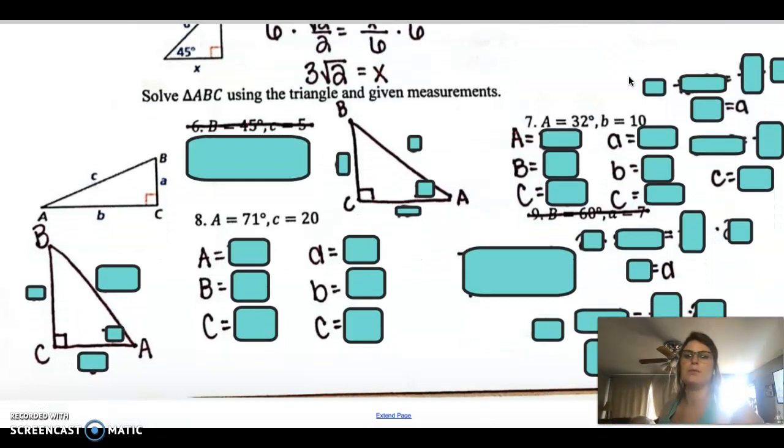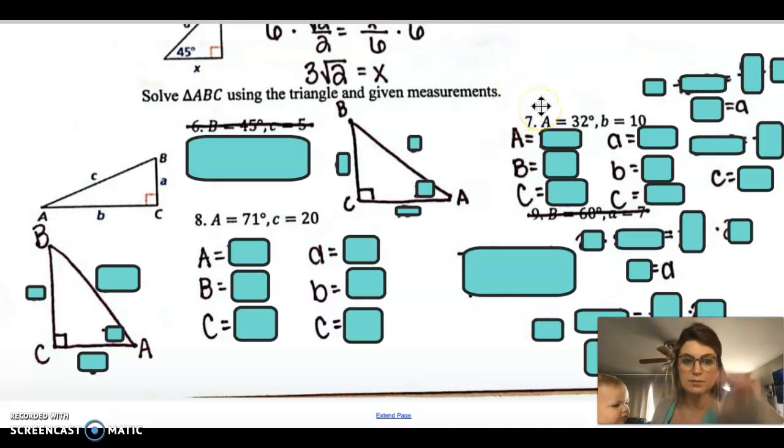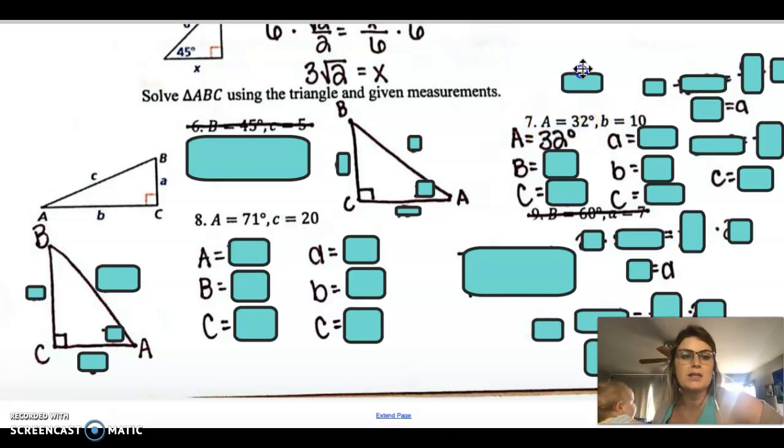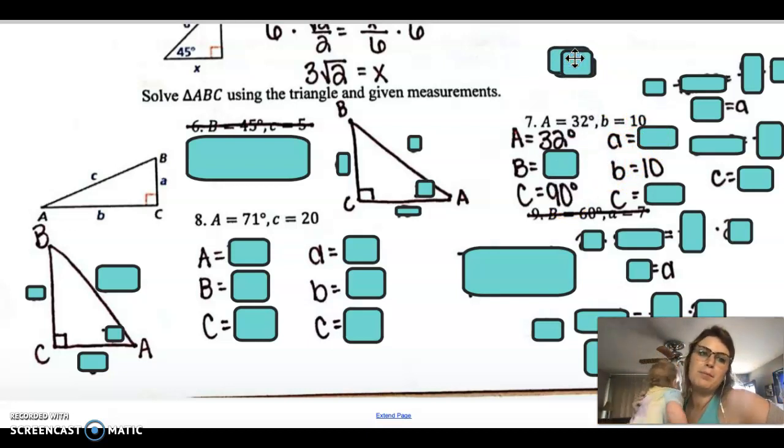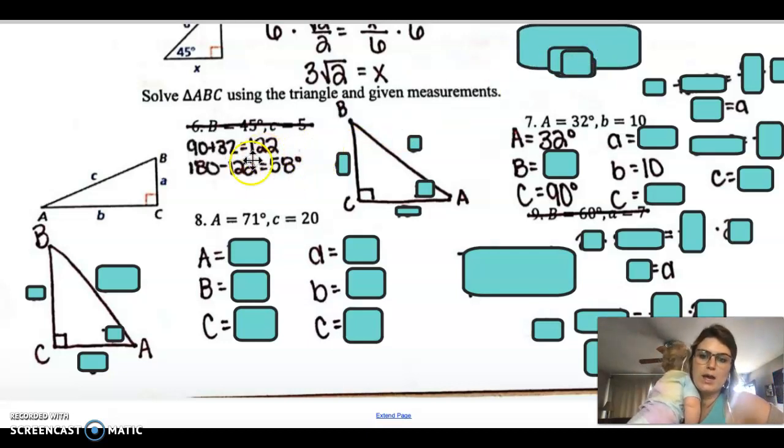Alright, this is where I want you to pause and try to do these by yourself. I'm only having you do 7 and 8, so mark out 6 and 9. Alright, so with 7, it gives us a is 32 and b is 10. So we know a is 32, little b is 10. Okay, we also know that c is always 90 degrees. So to find b, you can do it this way, or you can do it 90 minus 32, which will also give you 58.